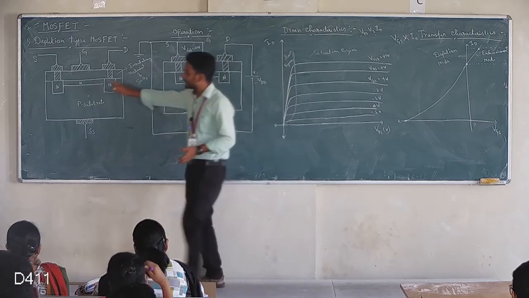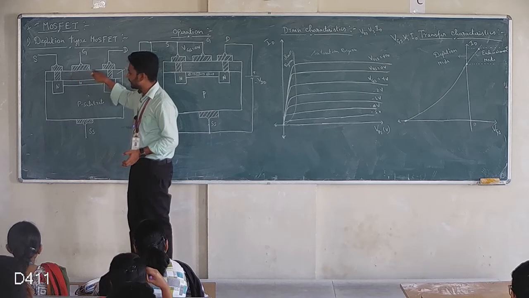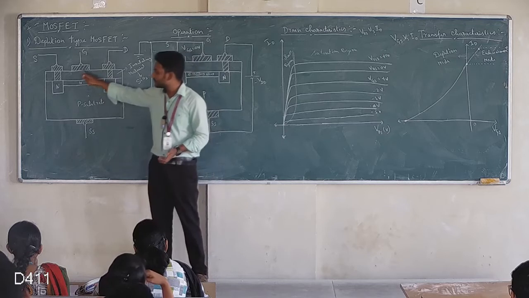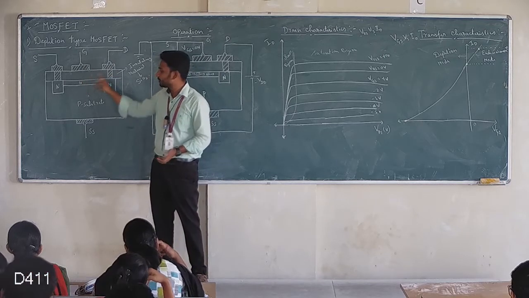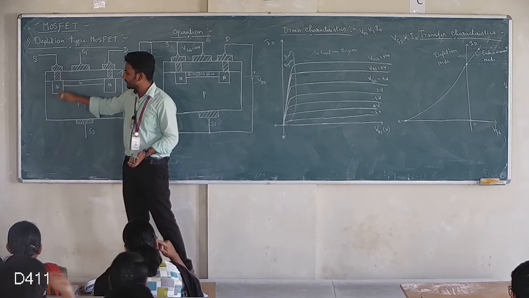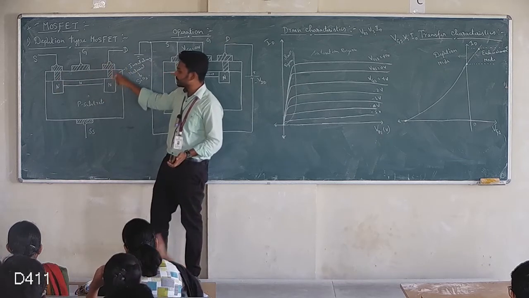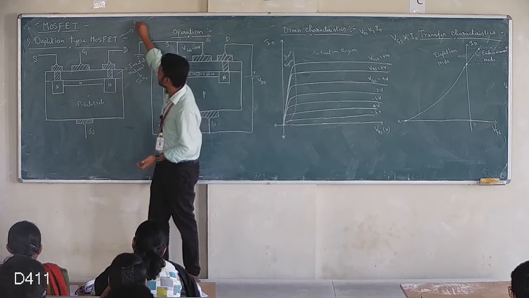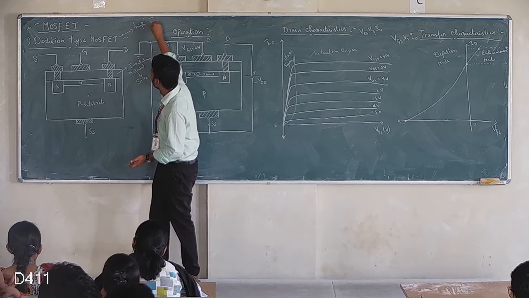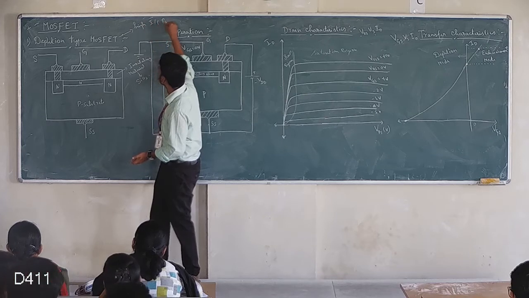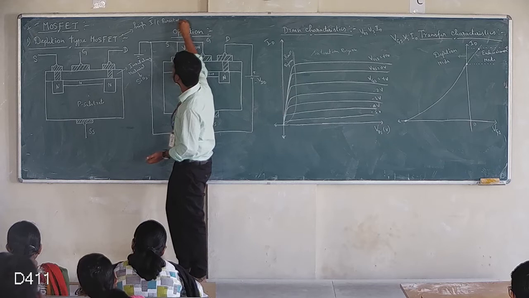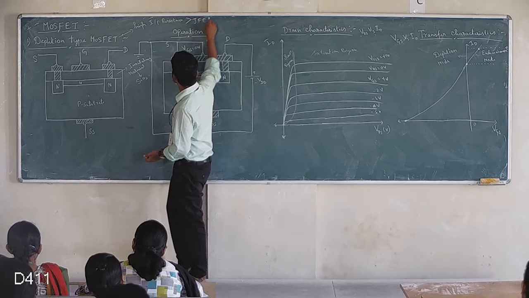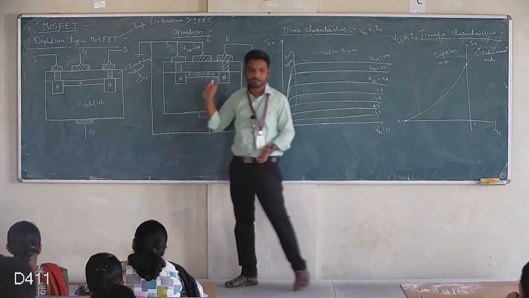But the gate is the most important, because the gate is isolated entirely from the substrate. You can see it just by looking, the gate has no connection at all. When we see the other two terminals, the source has a connection to the substrate, and the drain also has a connection to the substrate. Due to this, MOSFET will provide high input resistance when compared to JFET. This is the advantage of MOSFET.